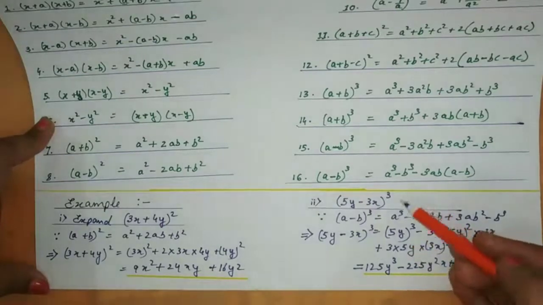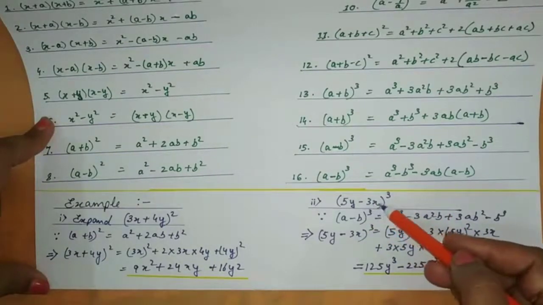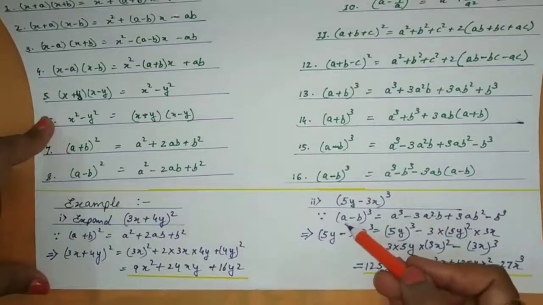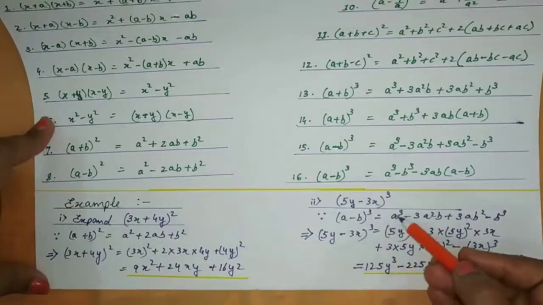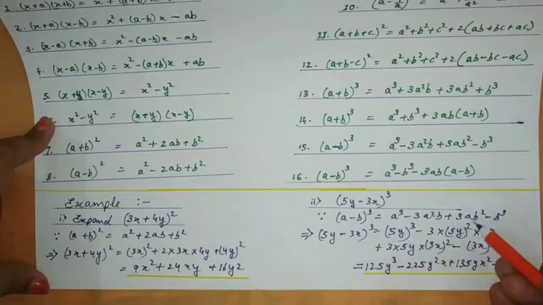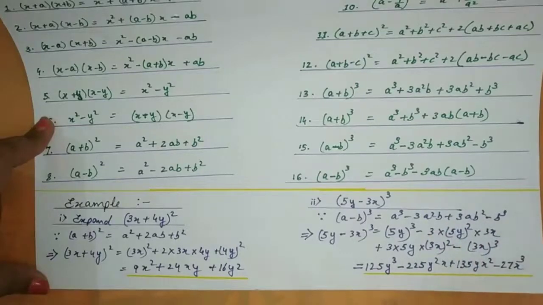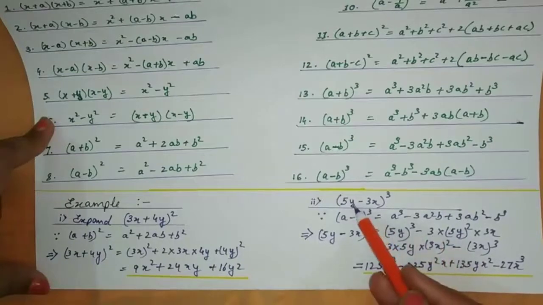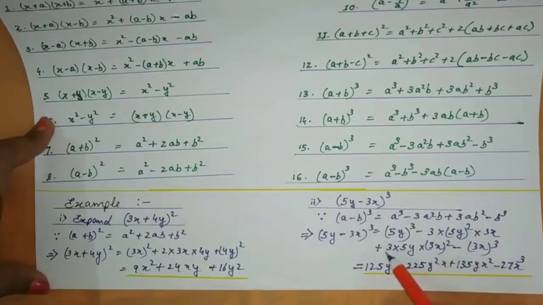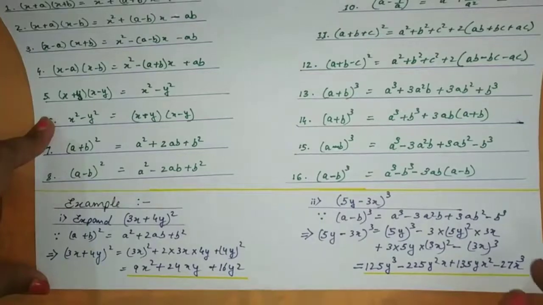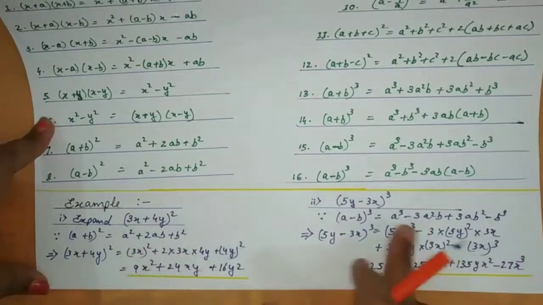For expanding a cube, that is 5y minus 3x whole cube, you know the formula. a minus b whole cube is a cube minus 3a square b plus 3ab square minus b cube. So 5y whole cube minus 3 into 5y whole square into 3x plus 3 into 5y into 3x whole square minus 3x whole cube, and then you expand and write the answer. So this is just the method shown to you.